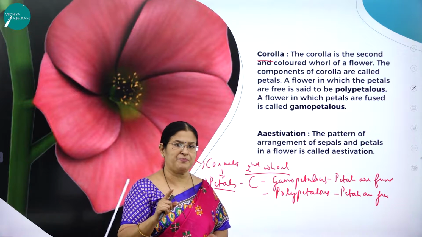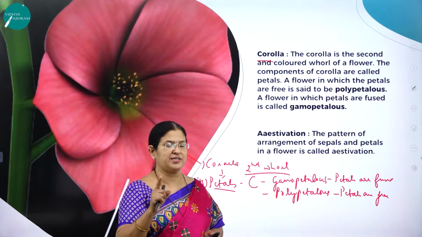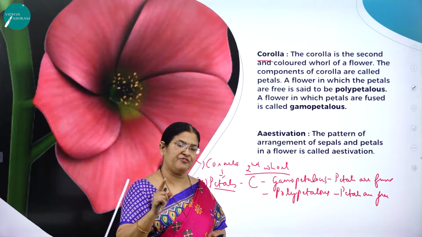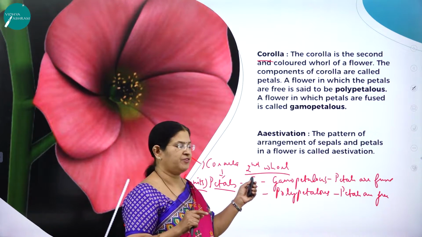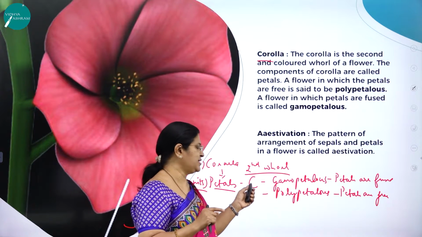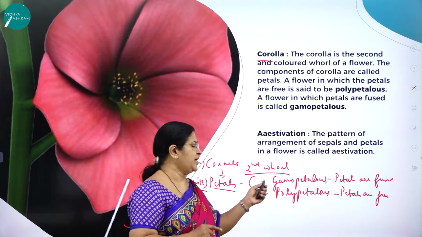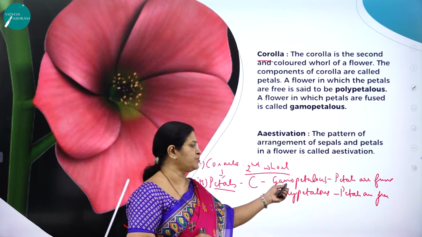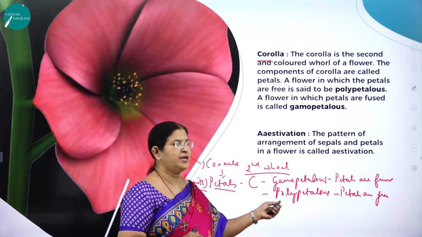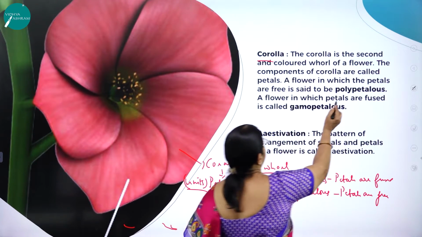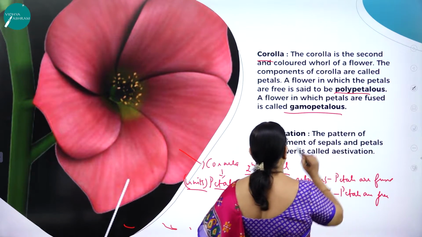What do you mean by gamosepalous? When the sepals are fused, we call it gamosepalous. When the sepals are free, we use a word called polysepalous. In a similar way, the second whorl of a flower is corolla, and the symbol is C. There the symbol is K. And when the petals are fused, we use a word called gamopetalous. And when the petals are free, we use a word called polypetalous. Same way, like here, polypetalous and gamopetalous.